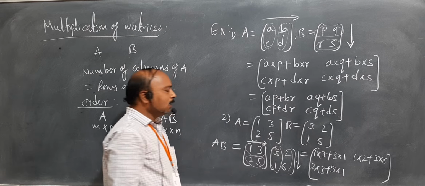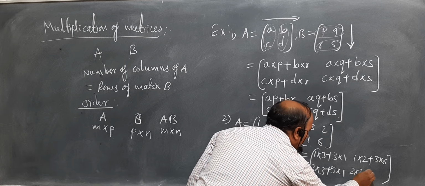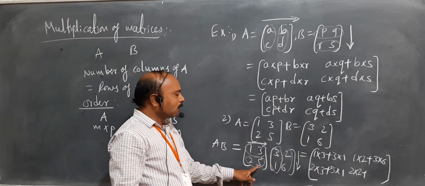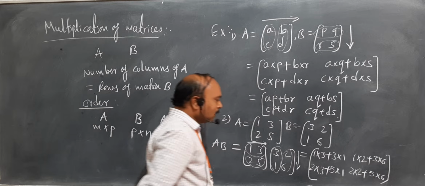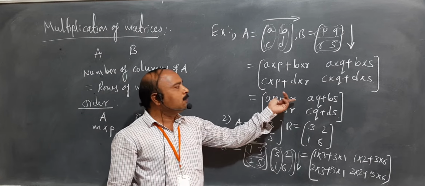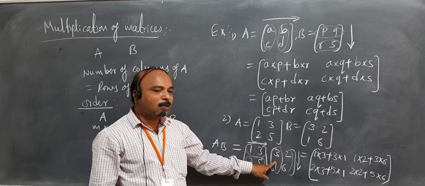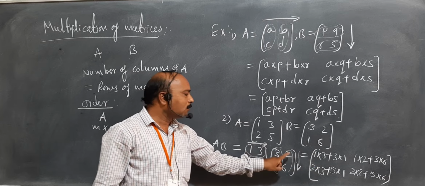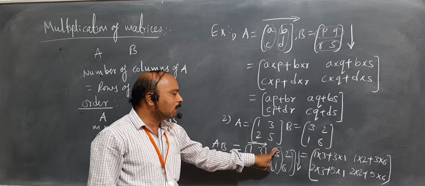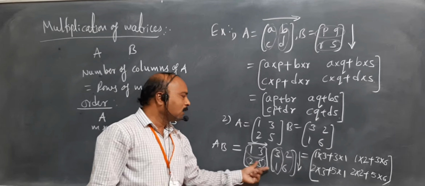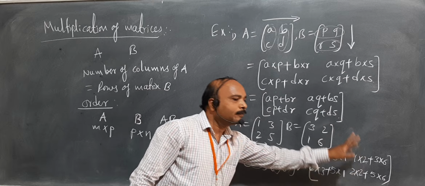Similarly, for the last element we go for second row with second column, that is 2 into 2 plus this 5 is multiplied with 6, 5 into 6. It is exactly similar to the above one. First row, first column, first element; first row, second column, second element; second row, first column, third element; second row, second column, it is the fourth element.